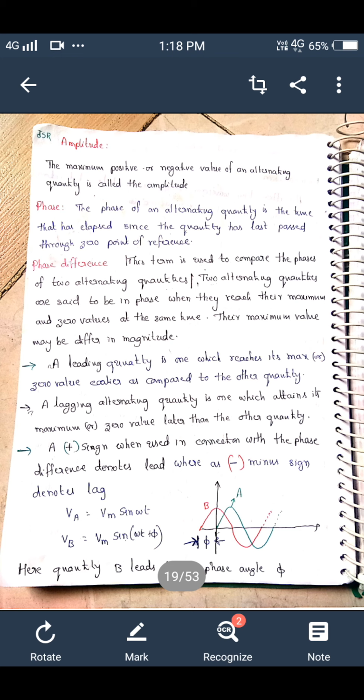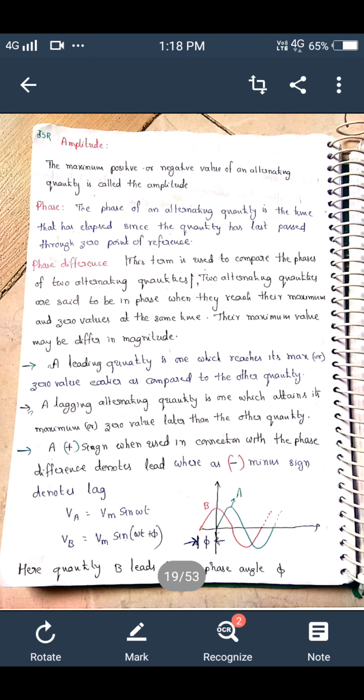The mechanical energy given should be constant. If mechanical energy changes, frequency may change. So by using standard sensors nowadays in the generating station, conductor rotation is maintained constant, and with that you will get constant frequency. Next, amplitude. The maximum positive or negative value of any alternating quantity is called amplitude. Magnitude is also called peak value. Now we are going to study only the sinusoidal signal.